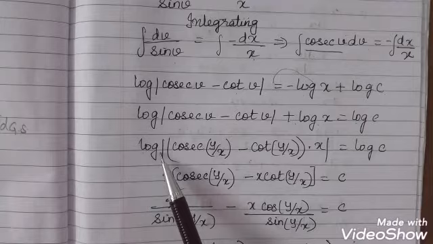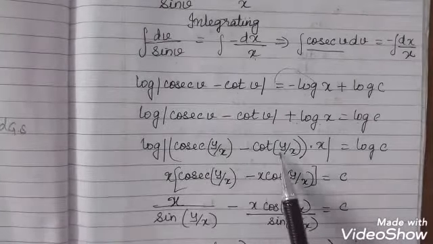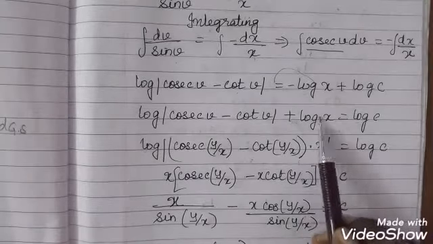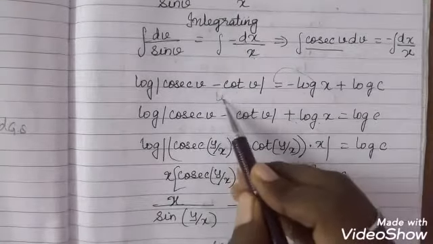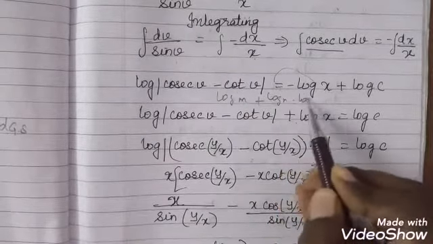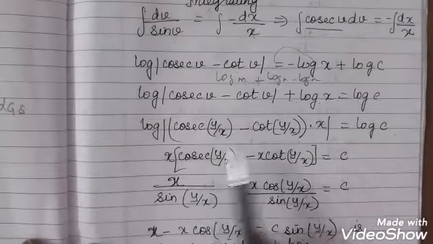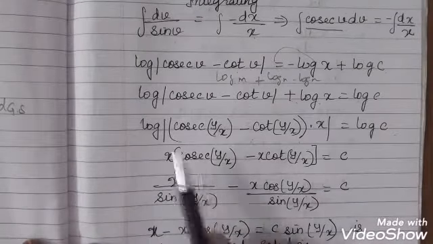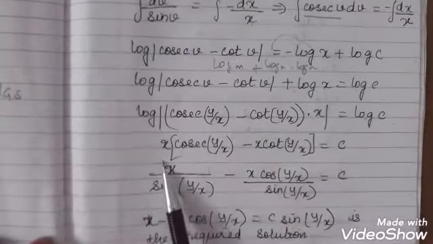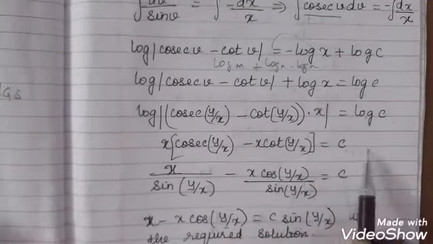So what will you have? Log mod of cosecant v, which is nothing but y by x, minus cot y by x. Here it is into x, because what is the formula you get here? log m plus log n is nothing but equal to log of mn. So that's why I have written here, which is equal to x. So when I multiply by this, what will I get? x into, eliminating log on both sides, it's x into cosecant of y by x minus x into cot of y by x, which is equal to c.